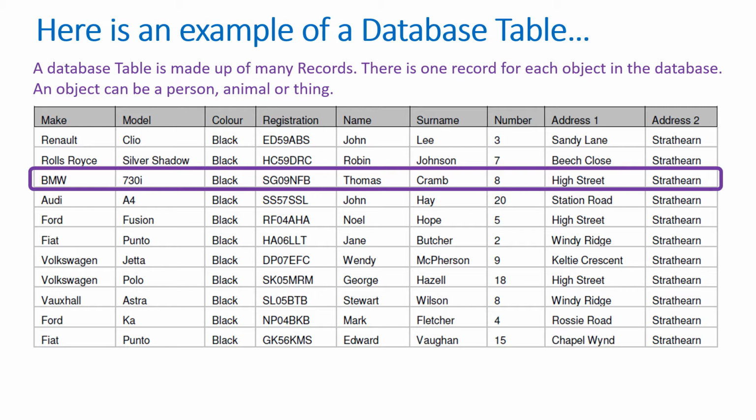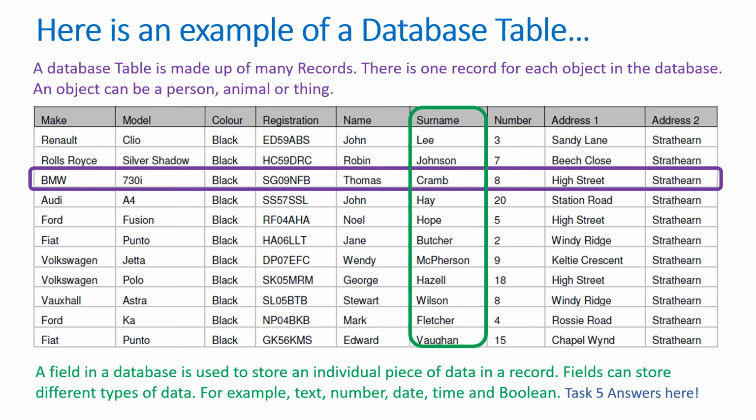There's also one record for each object in the database. As I've said here, an object can be a person, animal, or a thing. In this case, it's a thing and it's a car. So it's a BMW model 730i. And if you look horizontally in this record, you can see all of the information relating to that one specific object.